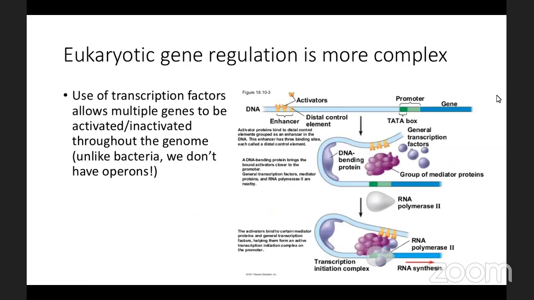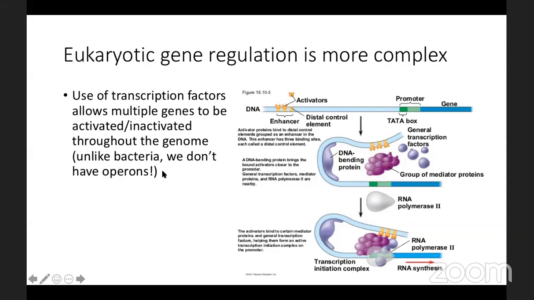So eukaryotic gene regulation is a lot more complex. So unlike prokaryotes, we don't have operons, right? In other words, we don't have small enough genomes such that we can cluster all of our genes that do a specific job in one location. And so we need a system that allows us to turn on or off transcription of genes on a larger scale, right?